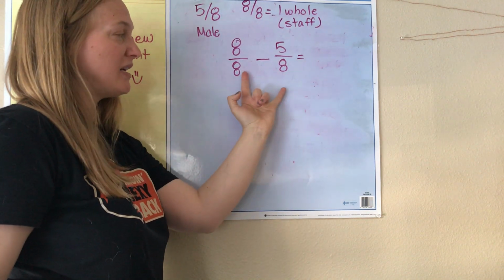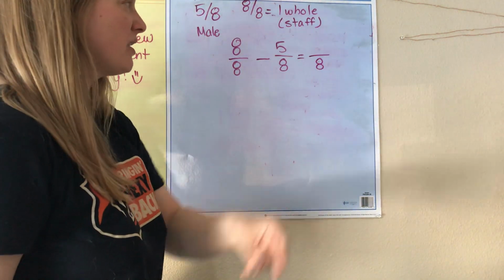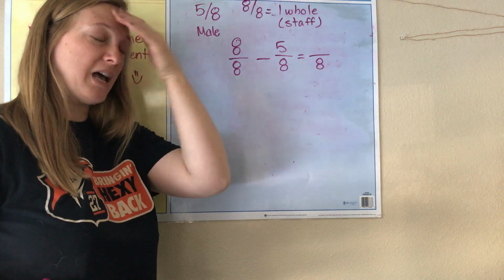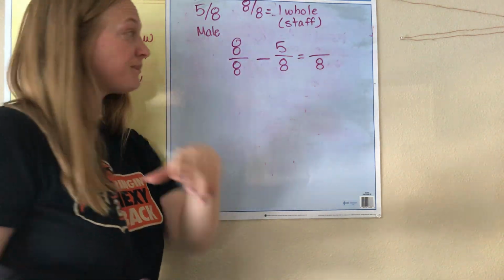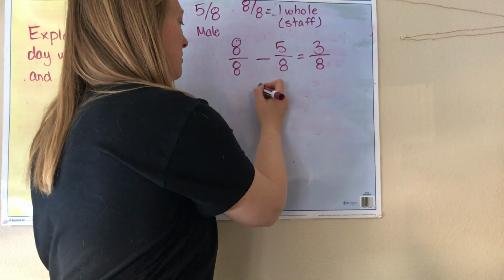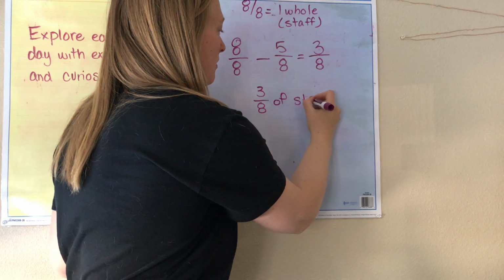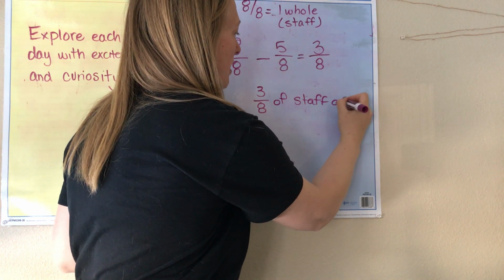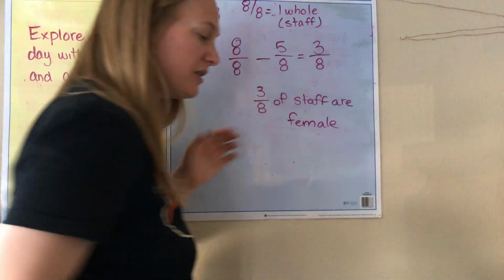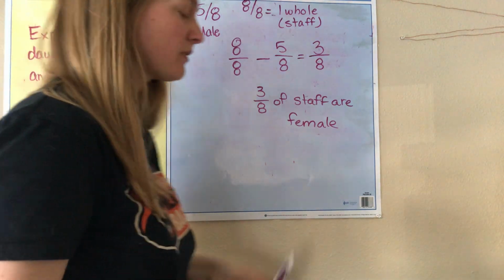But we don't subtract the denominators, we keep that denominator the same. We subtract in our numerator, 8 minus 5. If you're not sure, put 5 in your brain, count up to 8. 5, 6, 7, 8. 3. Okay, 3/8 of the staff are female. Please make sure you're writing this in a complete sentence in order to get the full credit for question number 1 for the problem solving, okay?